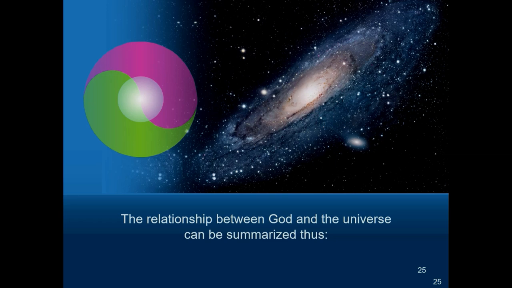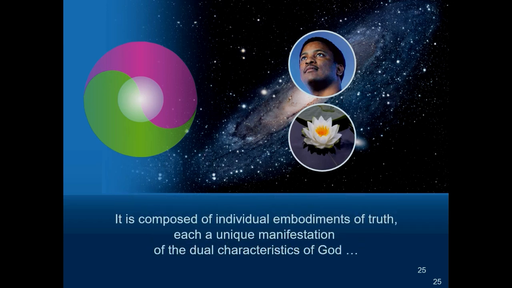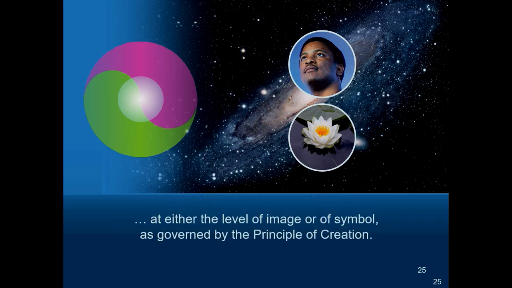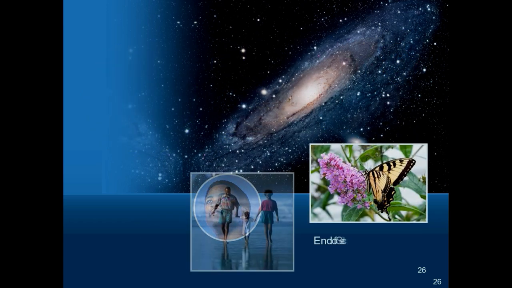Human beings are the image of God. The rest of the creation is the symbol of God, symbolizing God. So human beings have the closest resemblance to God. The relationship between God and the universe can be summarized thus. The universe as a whole is a substantial object partner to God. It is composed of individual embodiments of truth, each a unique manifestation of the dual characteristics of God, at either the level of image or of symbol, as governed by the principle of creation. We see human beings as image, and the creation as symbol. Here we finished the first section, the dual characteristics of God and the created universe.